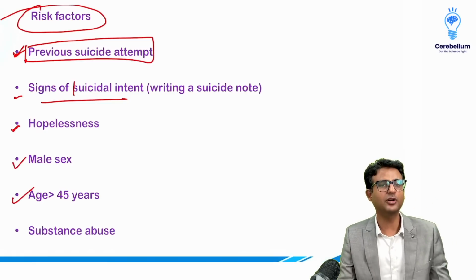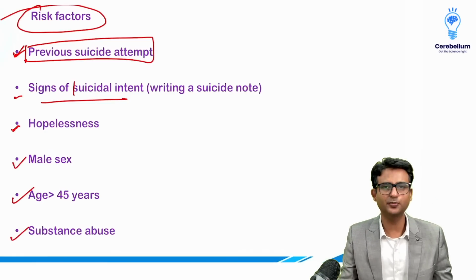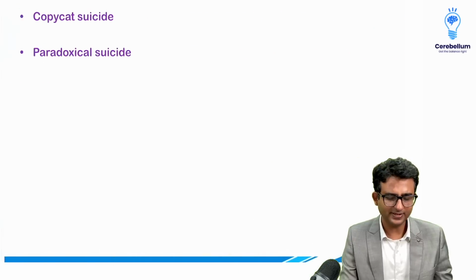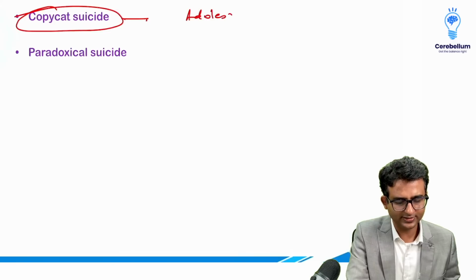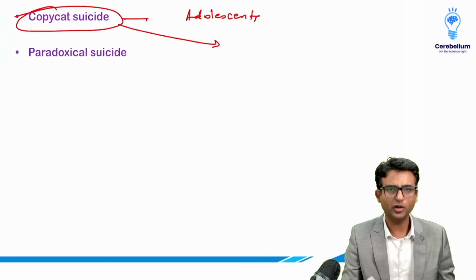So does people more than 45 years of age. And substance abuse also increases the risk of suicide. आपके एग्जाम में क्वेश्चन आया था FMG में copycat suicide is seen in which age group? Adolescents.